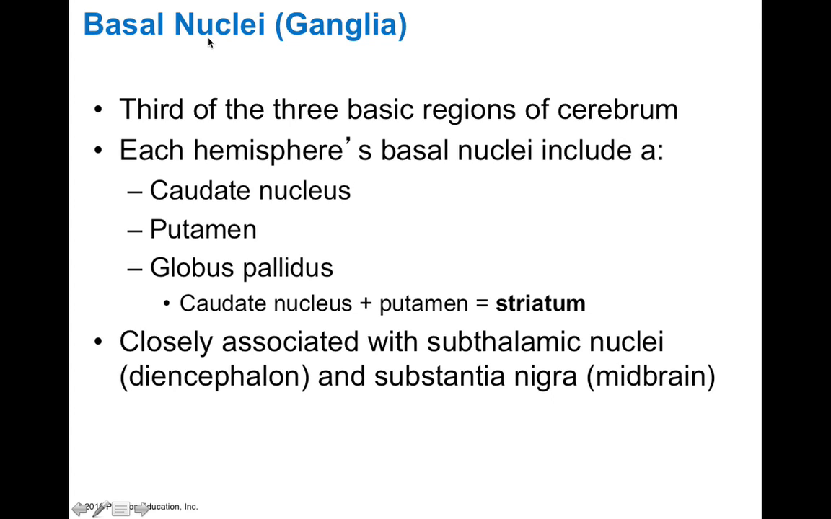Now, if we look deeper in the cerebral hemispheres, we have these groups of gray matter called the basal nuclei, also called the basal ganglia. This is the third of the three basic regions of the cerebrum, and each hemisphere's basal nuclei include the caudate, the putamen, and the globus pallidus. The caudate and the putamen make something called the striatum. The basal nuclei are very closely associated with the subthalamic nuclei of the diencephalon, as well as the substantia nigra of your midbrain, because these are involved with movement.